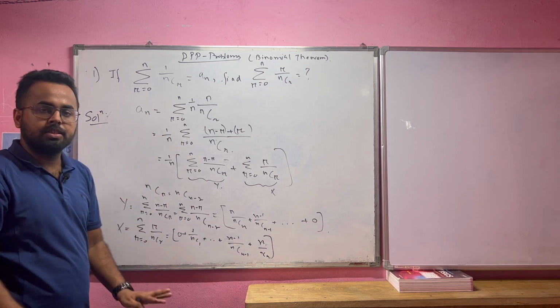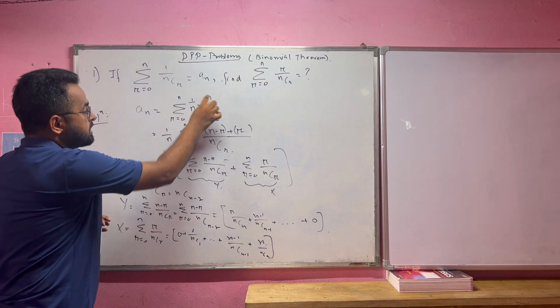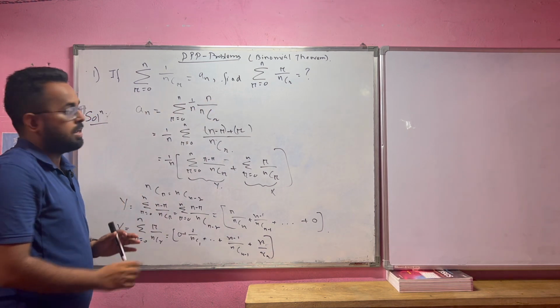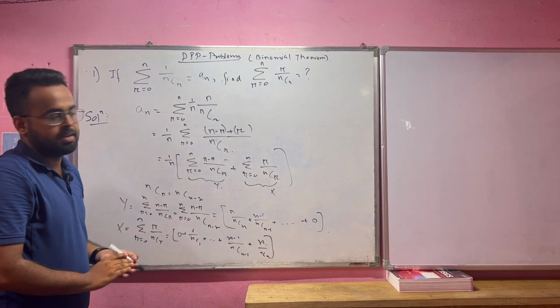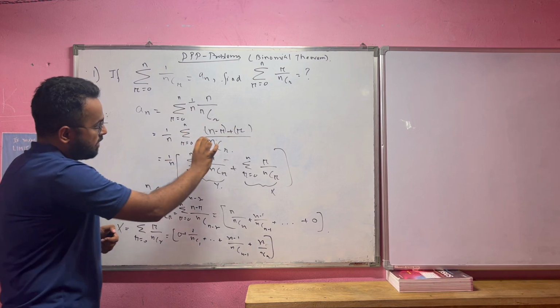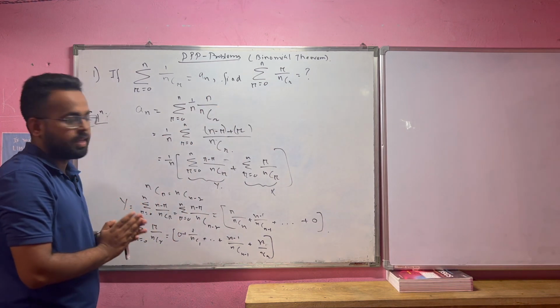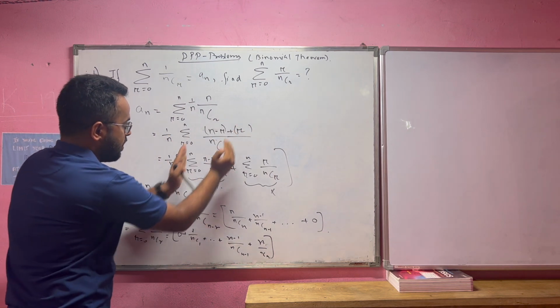Let's try the solution. an is this one. Now n is a constant and r is a variable, so you can multiply and divide by n. Since 1 by n is a constant, you can bring it out of the summation. Now you can manipulate this and write n as n minus r plus r, because you can cancel r, and then you segregate into two parts, from here and from here.